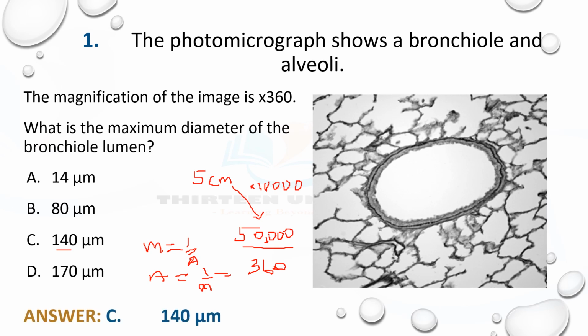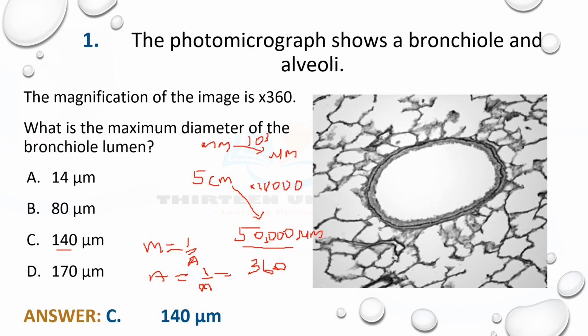But don't forget the steps: measure the image, and if it's in centimeters, convert it to micrometers by multiplying by 10,000. If your ruler is in millimeters, you can convert millimeters to micrometers by multiplying by 1,000, that's 10 raised to the power 3. But get it to micrometers, very important, and then you can continue the calculation.